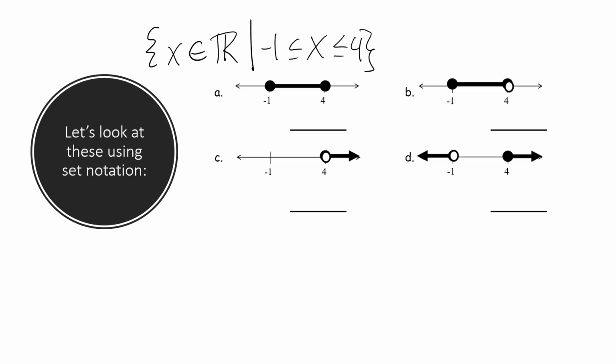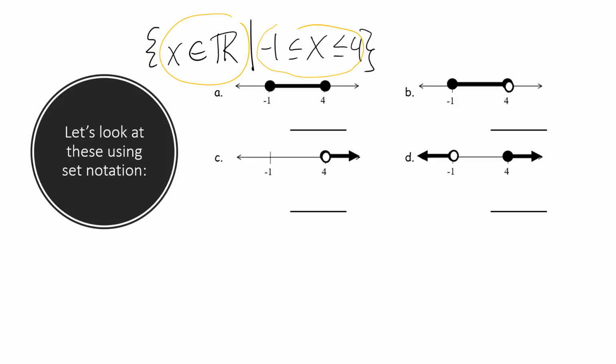And that's it. So the first condition right here tells us what type of numbers we're dealing with, and then this is the condition on the restriction upon that number set. All right, B. We want all the values between negative 1 and 4, excluding 4 but including negative 1.